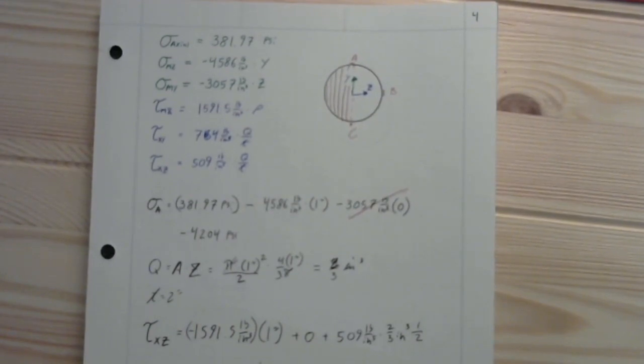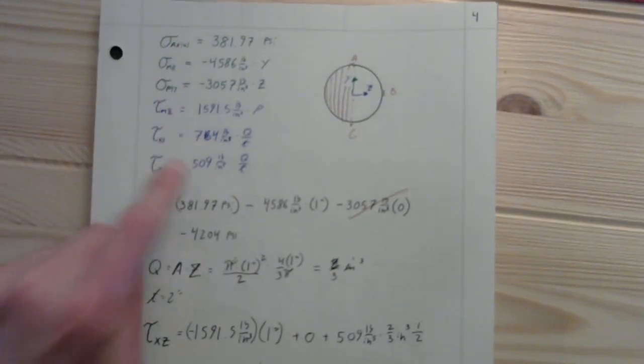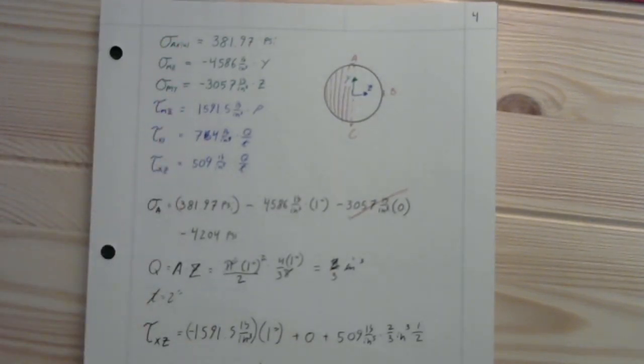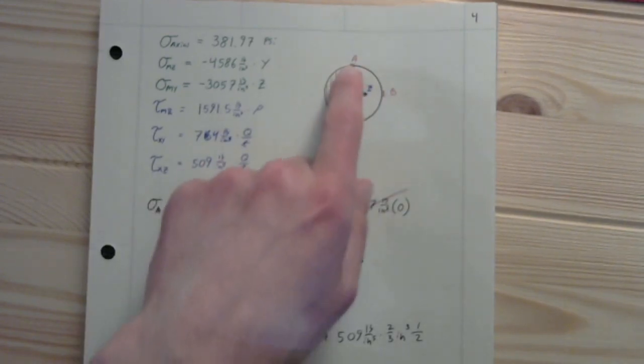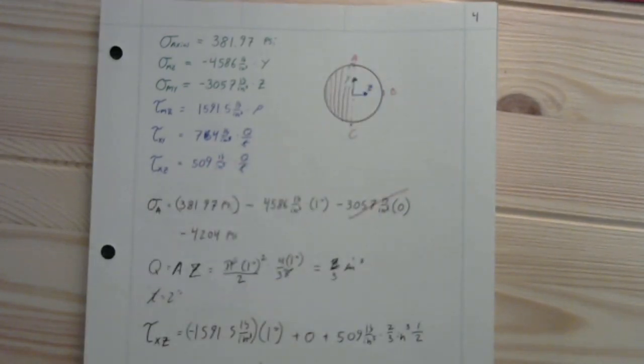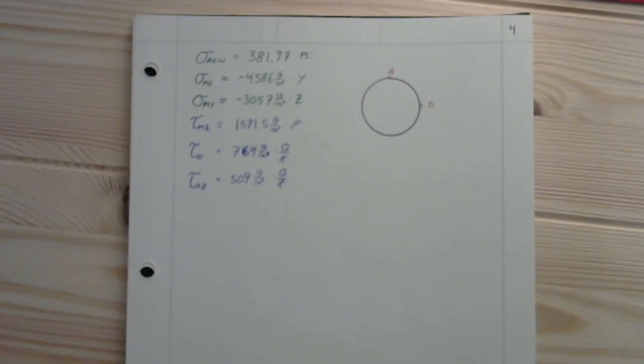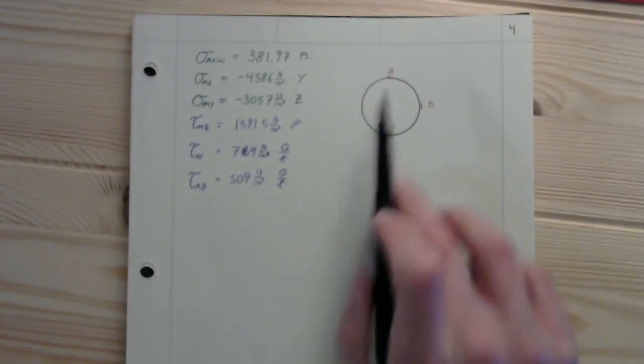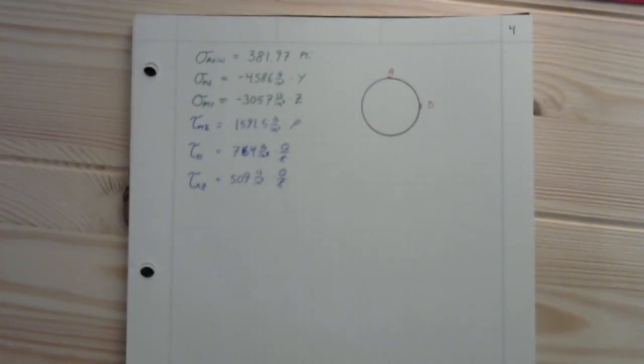Welcome to the fourth video on combined stress. In this one, we'll use the equations that we've determined for the stress distributions, and we'll sum them together for specific points. In this video, we'll do point A, which is at the top. We want to determine the stresses at point A and B.